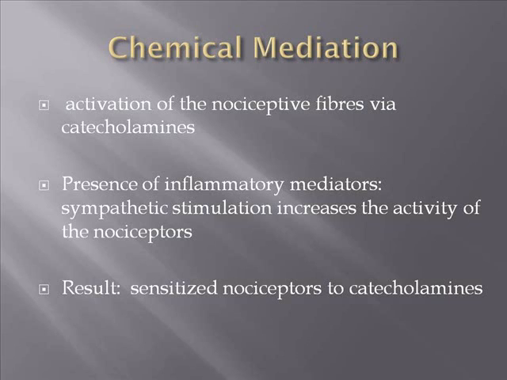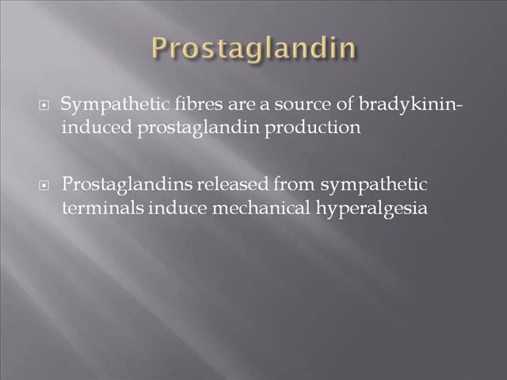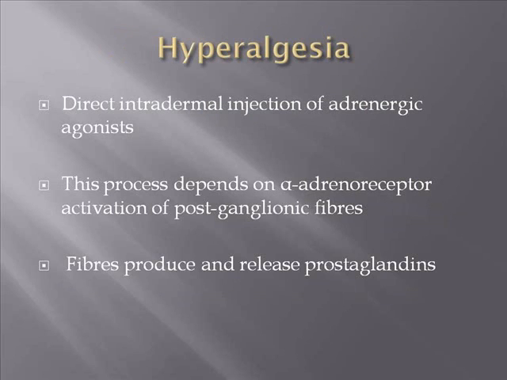In the presence of inflammatory mediators, sympathetic stimulation increases the activity of nociceptors. Inflammation also directly sensitizes nociceptors to catecholamines. Postganglionic sympathetic fibers are a source of bradykinin-induced prostaglandin production, with prostaglandins being released from sympathetic terminals and inducing a mechanical hyperalgesia. Direct intradermal injection of adrenergic agonists results in hyperalgesia. This process depends on an alpha adrenoceptor activation of postganglionic fibers, producing and releasing prostaglandins.